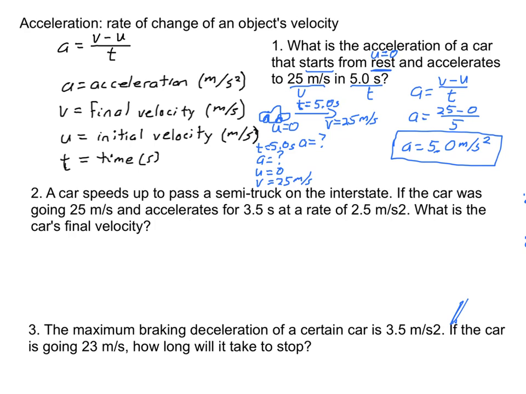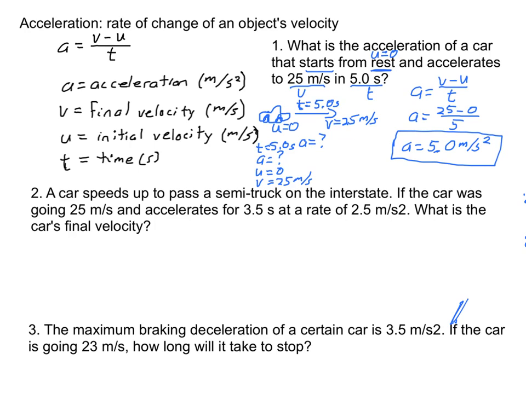And whenever I substitute in my numbers and work the algebra, because a is already solved for me, it's already on the other side, a equals 25 minus 0 divided by 5, that's final minus initial divided by time. I come out with 5 meters per second squared, the unit for acceleration.